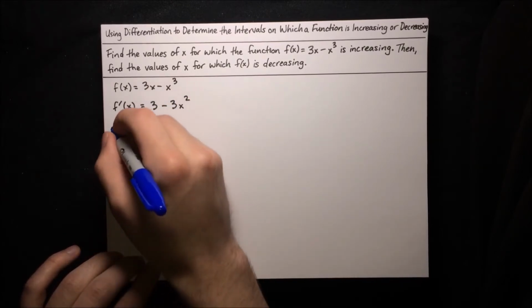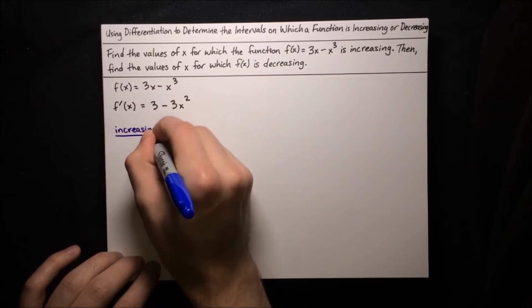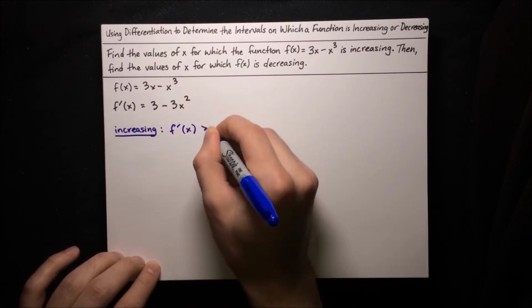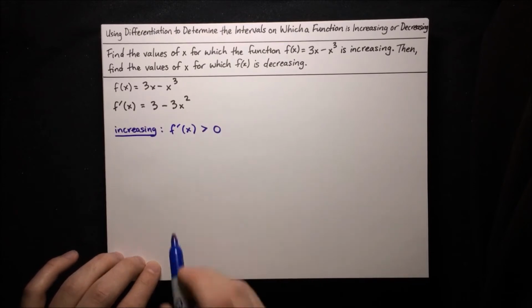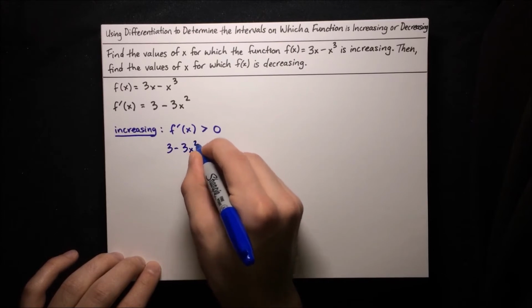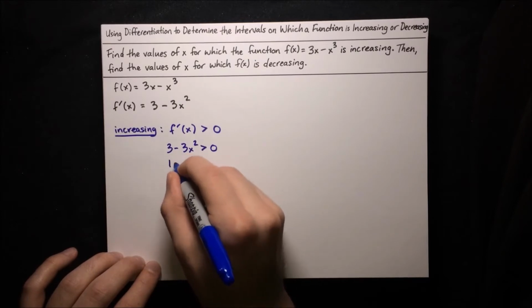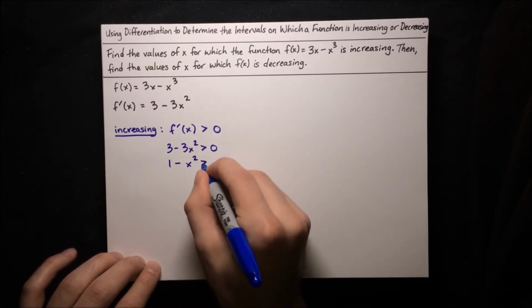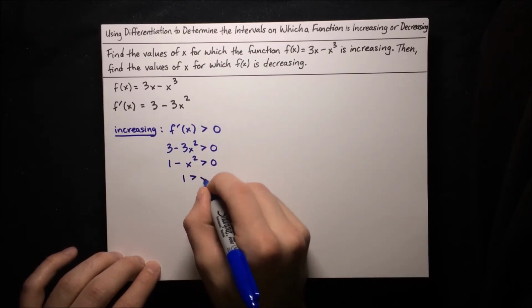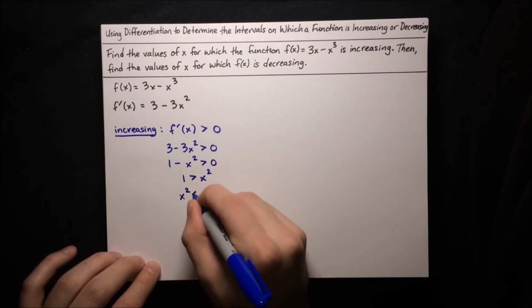Now to find where the function f is increasing, we want to find where the derivative f prime of x is positive, where it's greater than 0. So subbing in the expression for f prime of x, we have 3 minus 3x squared is greater than 0. We can simplify by dividing out by 3, get 1 minus x squared is greater than 0. Let's move the x squared to the other side, get 1 is greater than x squared, and flip it around so it's easier to see. X squared is less than 1.